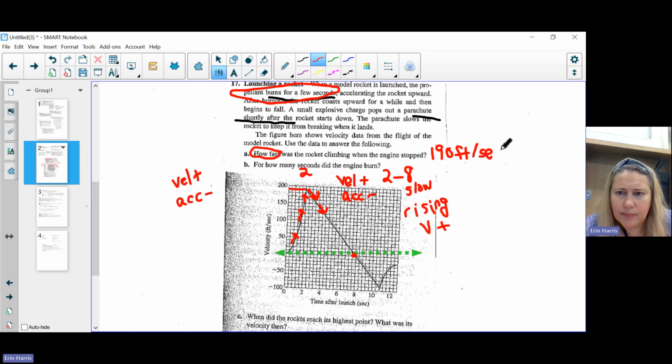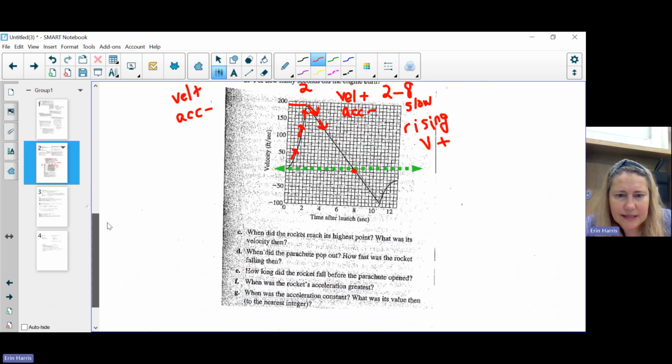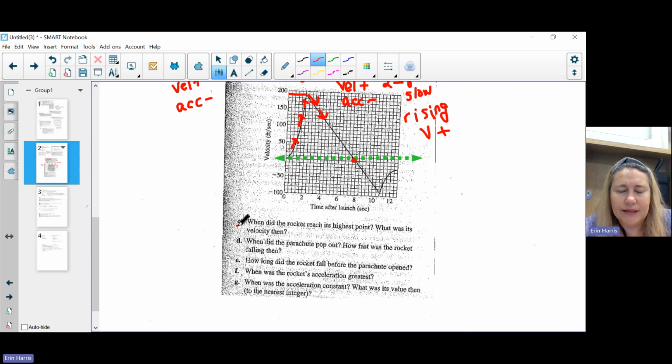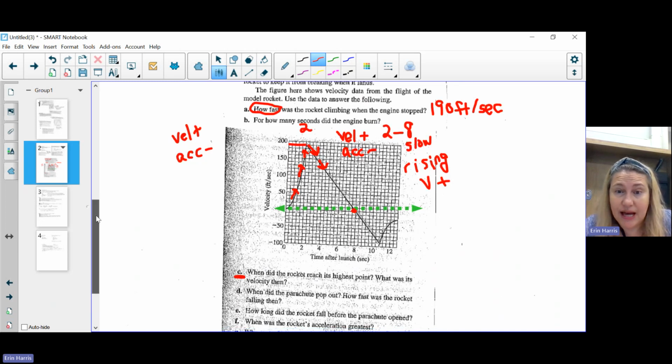Okay, so then let's come down below. So I might do these questions out of order because let's focus on the questions that we've already answered. Because first of all, it's talking about down here. Well, actually, let's do C. When did the rocket reach its highest point? Again, it's so tempting to say, oh, right here at 2 seconds, we're at the highest point. No, that's when we went from speeding up to slowing down while it was still rising. That's not when it reached the highest point.